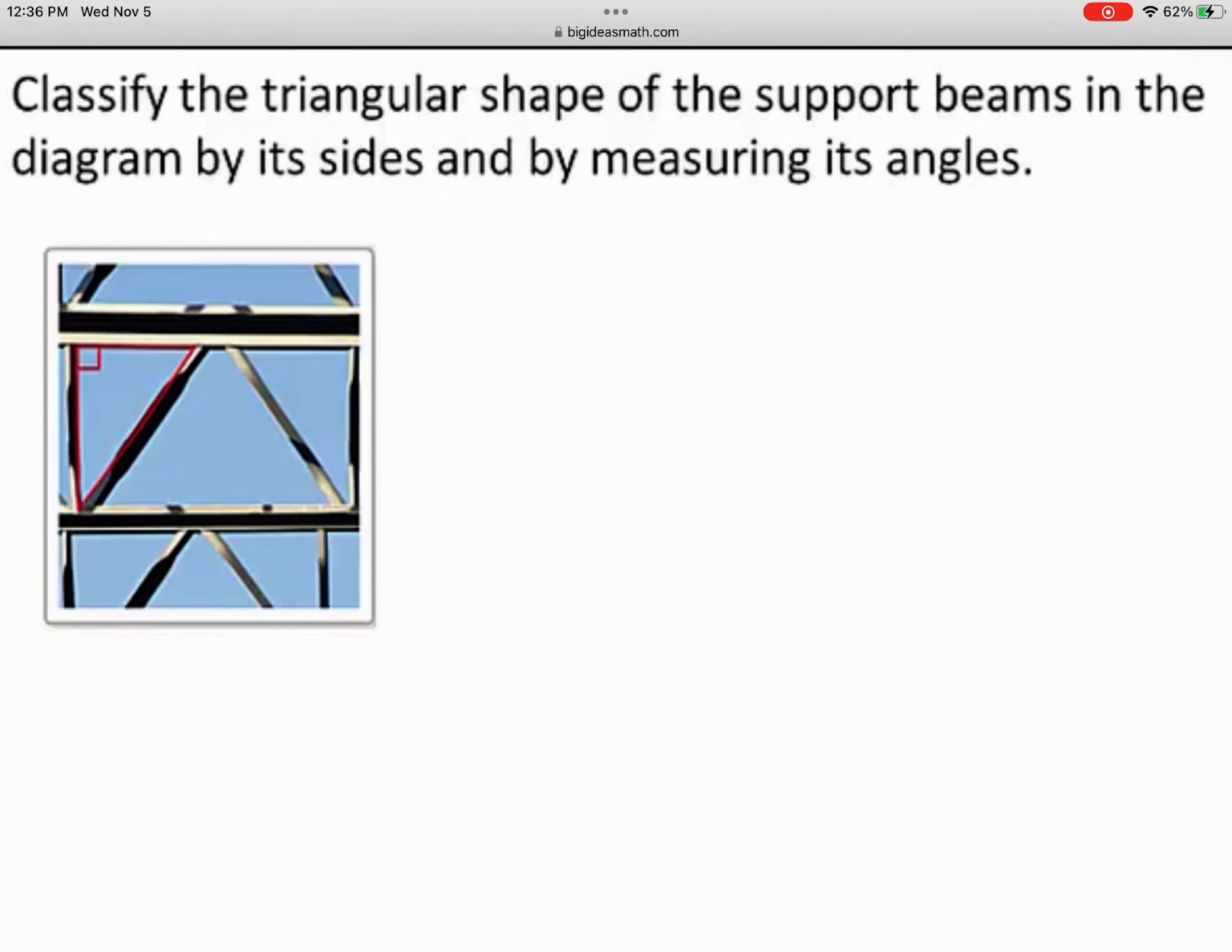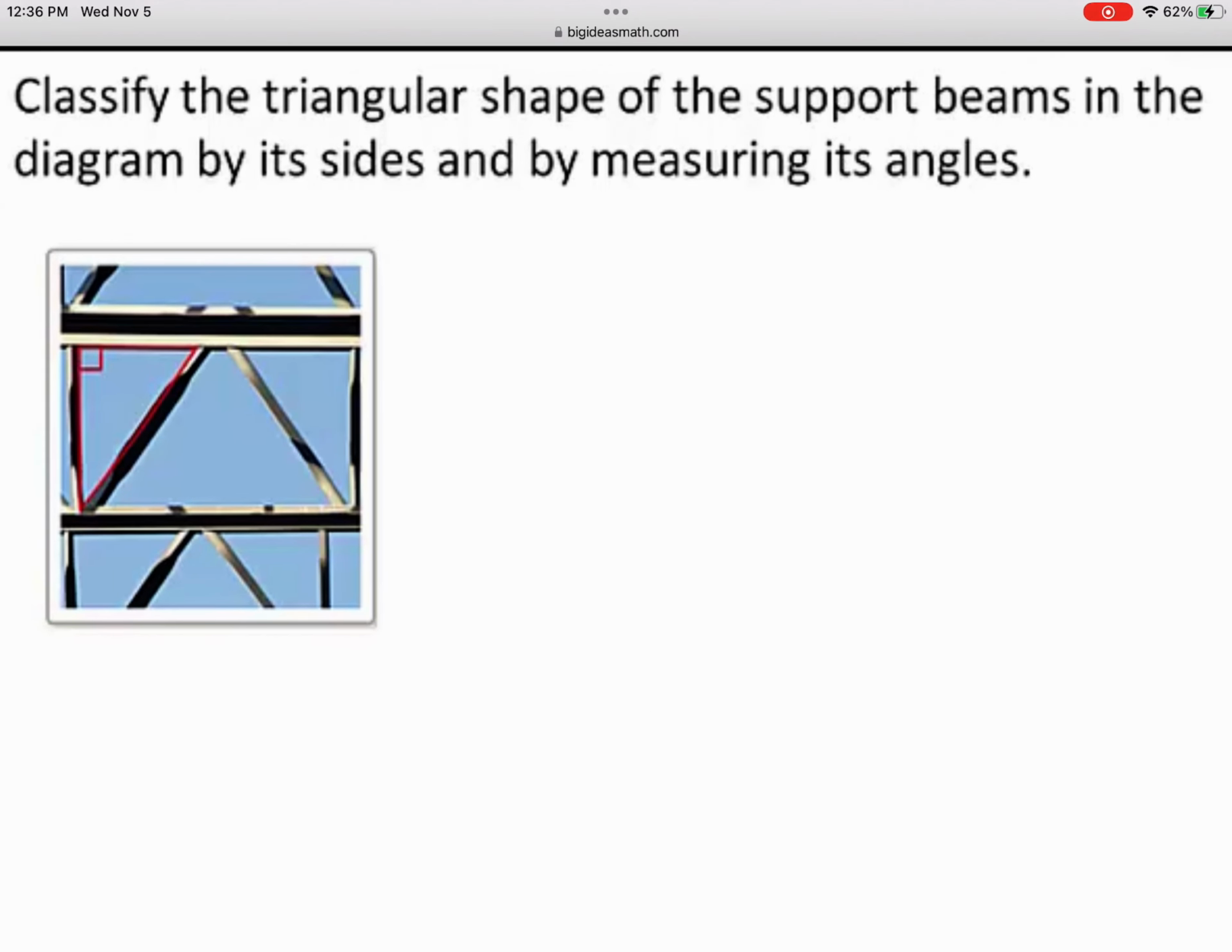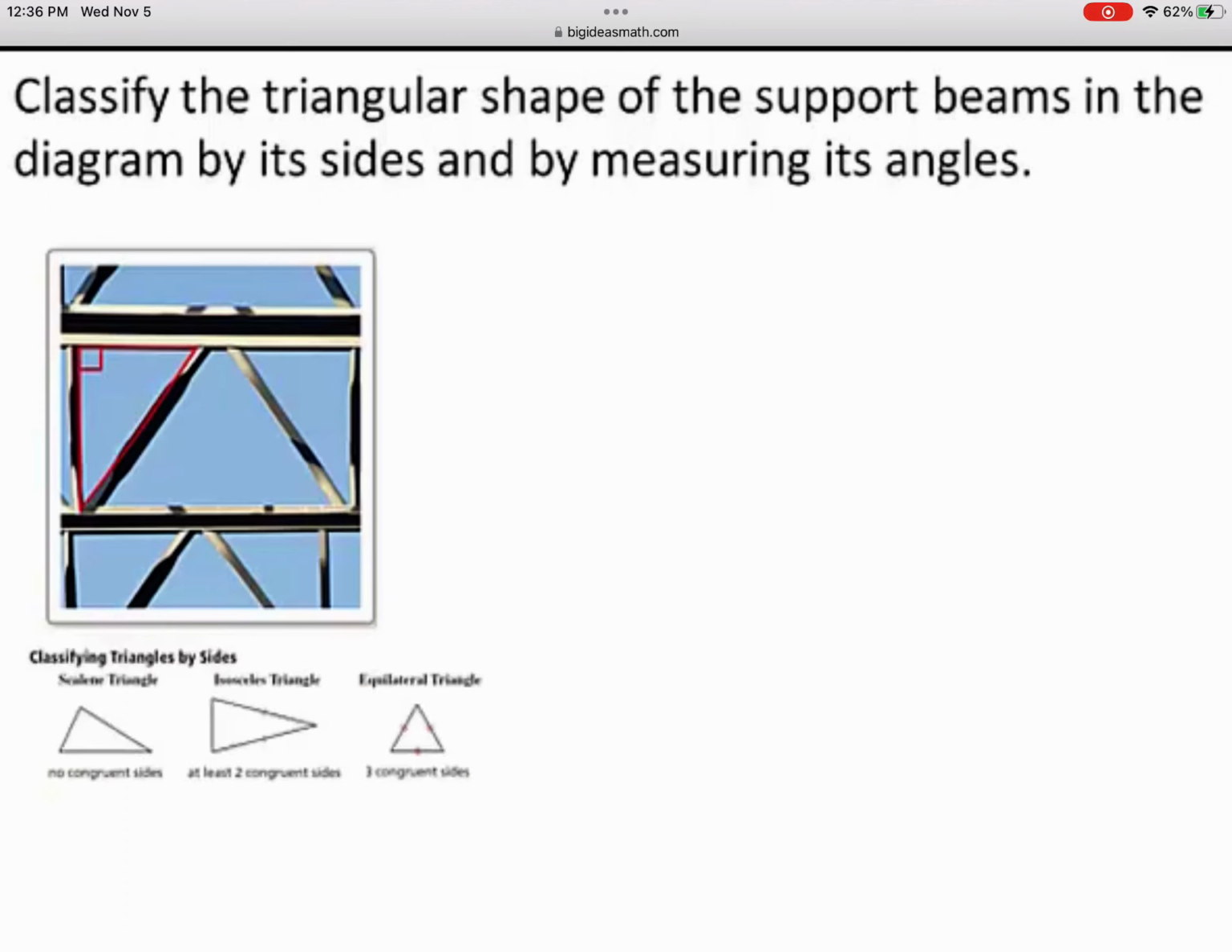Classify the triangular shape of the support beams in the diagram by its sides and by measuring its angles. To classify a triangle by its sides, you first need to determine the number of congruent sides.